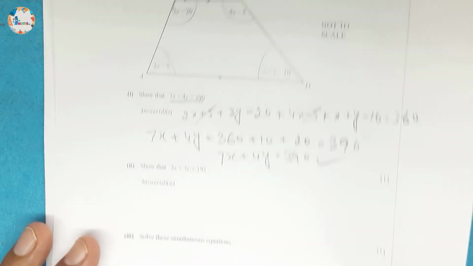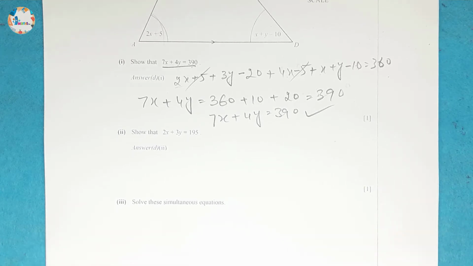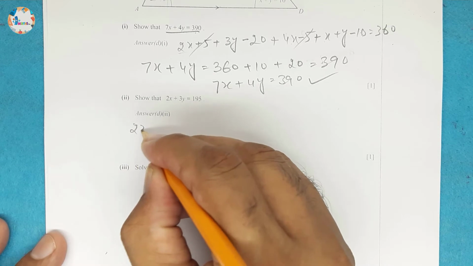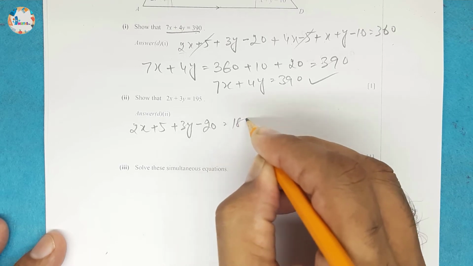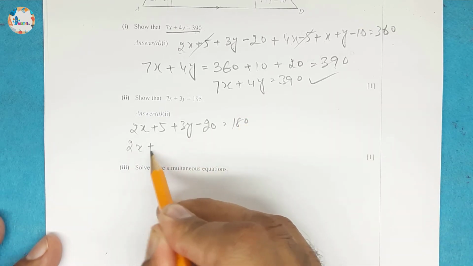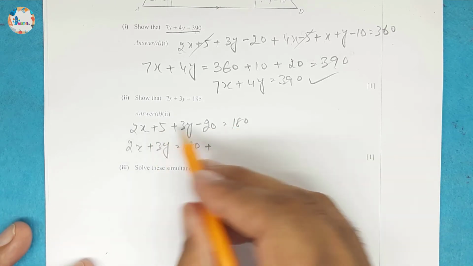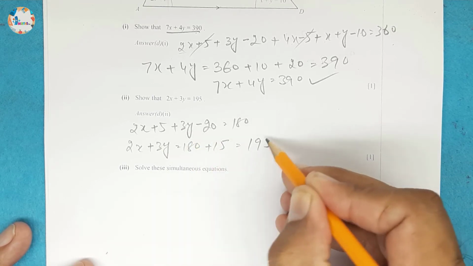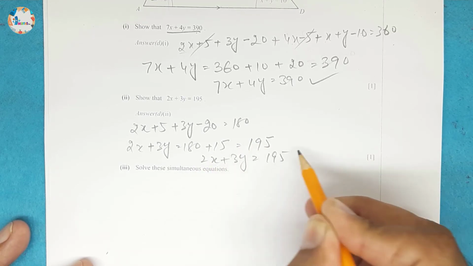Show that 2x plus 3y is equal to 195. Now for this one, we can take these two angles, this one plus this one, equal to 180 degrees. So we can write 2x plus 5 and plus 3y minus 20 is equal to 180 degrees. So we can write here 2x plus 3y is equal to 180 plus this will be 15, so we write here 15, and this will be equal to 195, which is the required equation. 2x plus 3y is equal to 195.